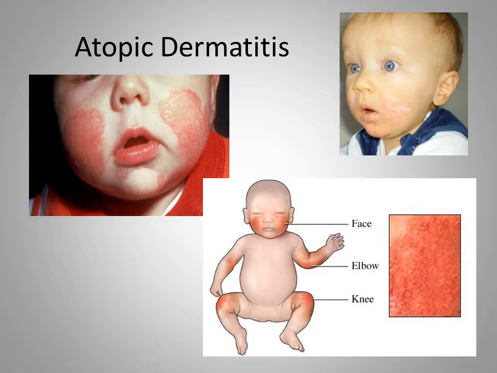The bottom picture on the slide shows you the most common areas where we see eczema. Now, it can occur anywhere on the body, but the face, the elbows or the forearms, as well as the knees are the most frequently affected due to the friction associated with crawling especially.